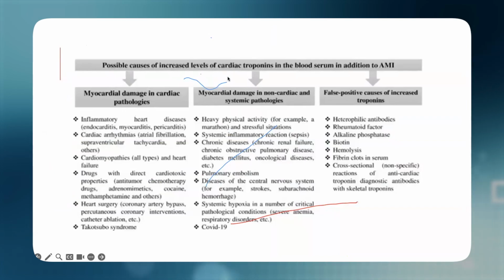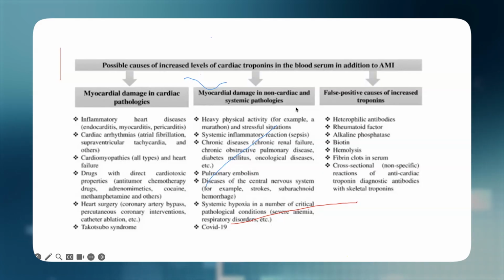Myocardial damage in cardiac pathologies, myocardial damage in non-cardiac systemic pathologies, and false positive causes of increased troponins. Myocardial damage in cardiac pathologies include, apart from AMI, all kinds of inflammation: endocarditis, myocarditis, pericarditis, cardiac arrhythmia, cardiomyopathies, drugs with direct cardiotoxic properties like chemotherapy, heart surgery, CABG, PCI, Takotsubo syndrome, and another very important thing is post resuscitation. A patient had cardiac arrest, you resuscitated, gave CPR, and then we check the troponin, it will almost always be elevated because there is cardiac injury.